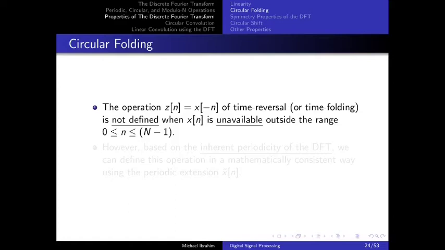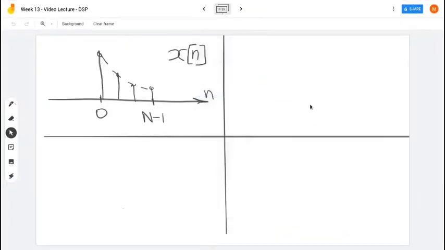Now, given that in DFT we only deal with sequences starting at n equal to 0 up to n minus 1, we'll be having a problem. In order to understand this, let's move to our whiteboard over here. So if we have a signal x of n, only defined from 0 up to n minus 1, and we need to do folding or time reversal.